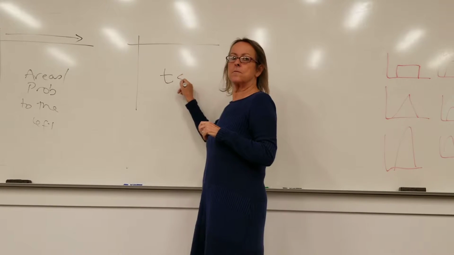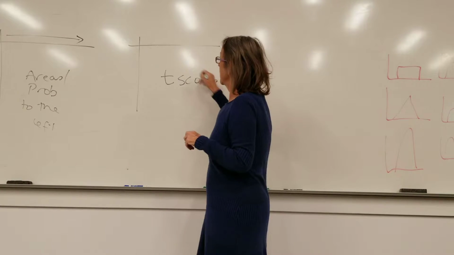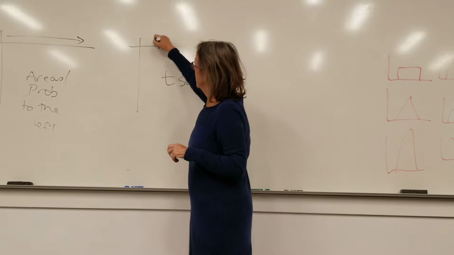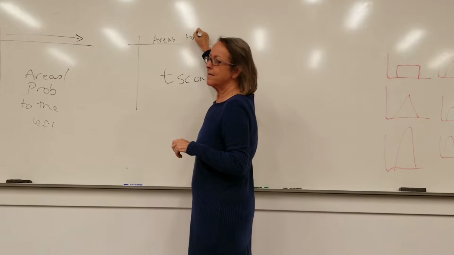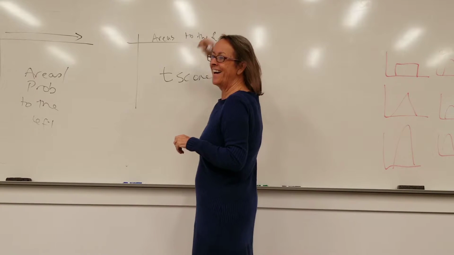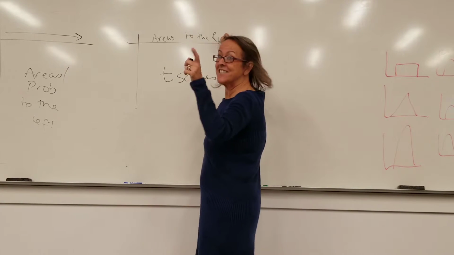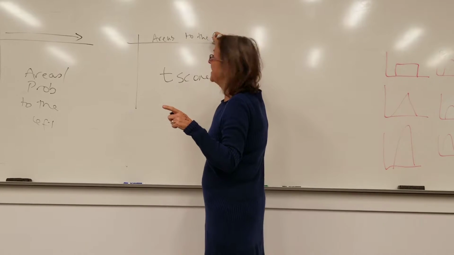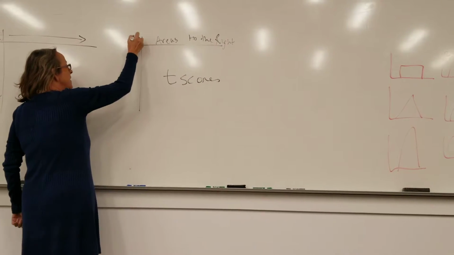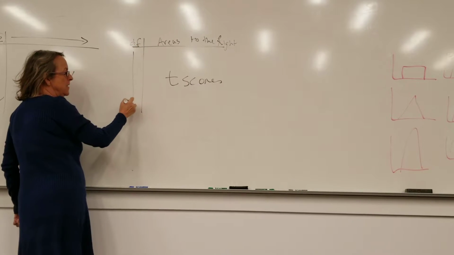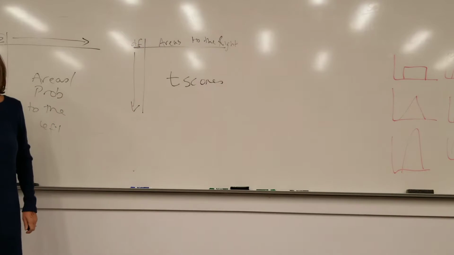On the t-tables, these are the t-scores. Up here are the areas. Guess what? To the right. But it does say it: area to the right. And then this is something new down here called the degrees of freedom.